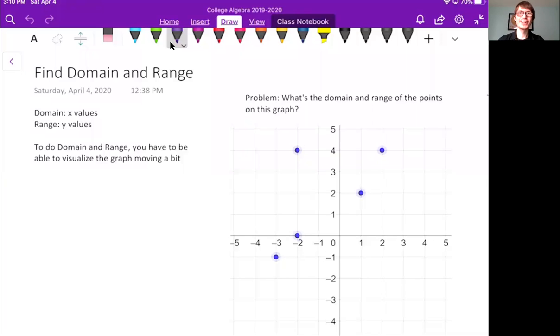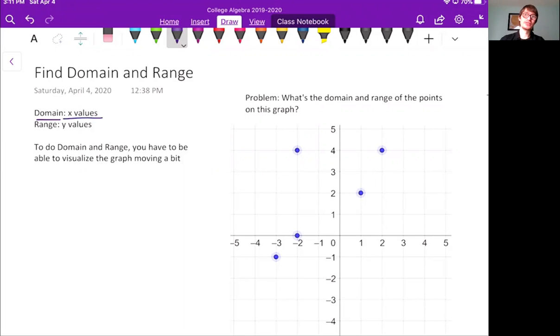Hey everyone, let's look at finding domain and range. Before we get too deep into this, let's really quickly review what domain and range are. Domain is like the kingdom, the land, the realm, just all the x values, that flat area of x values that we can talk about. So domain is a bunch of x values.